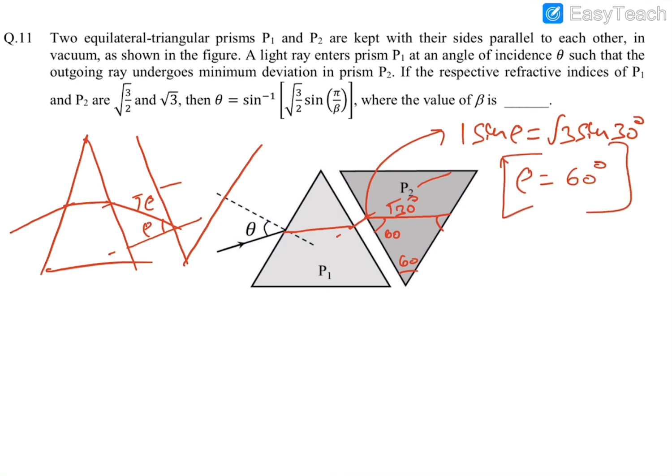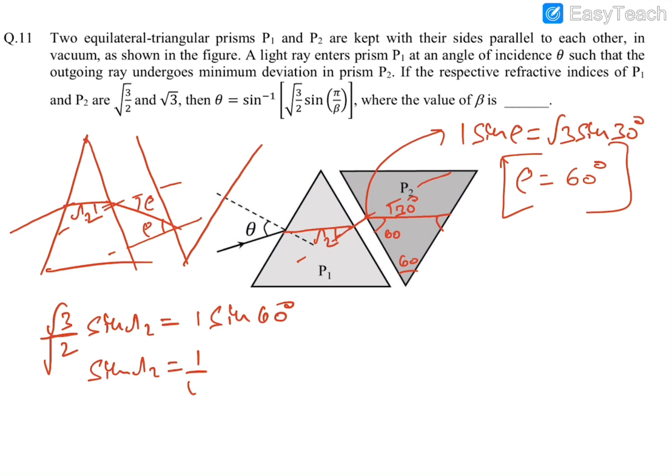Okay, now E is 60, and we can also use Snell's law to find R2. R2 is this angle. So root 3 by root 2 sine R2 will be equal to 1 sine 60, and sine R2 will be equal to 1 by root 2. So R2 is 45 degrees.